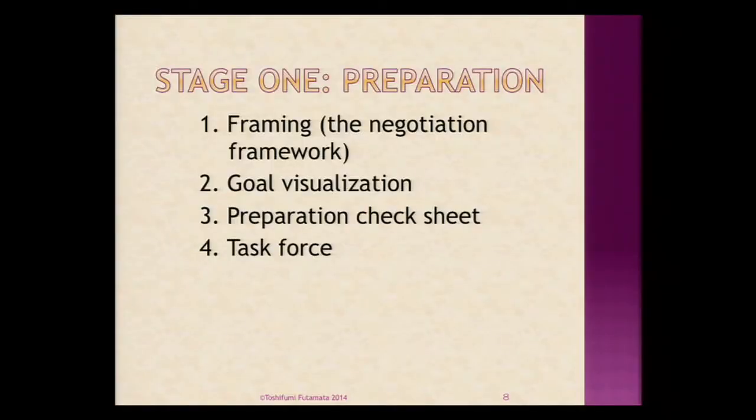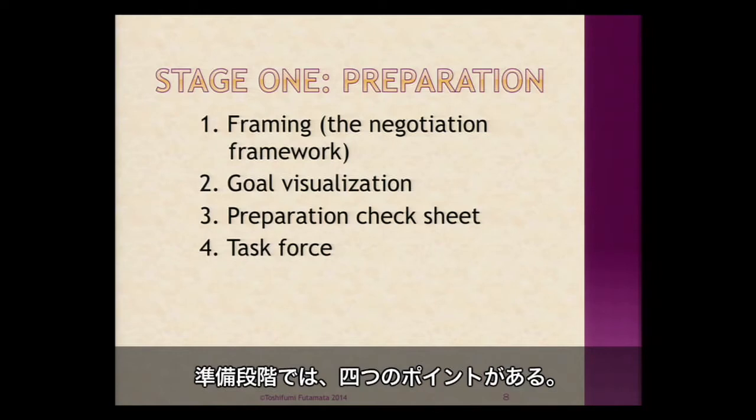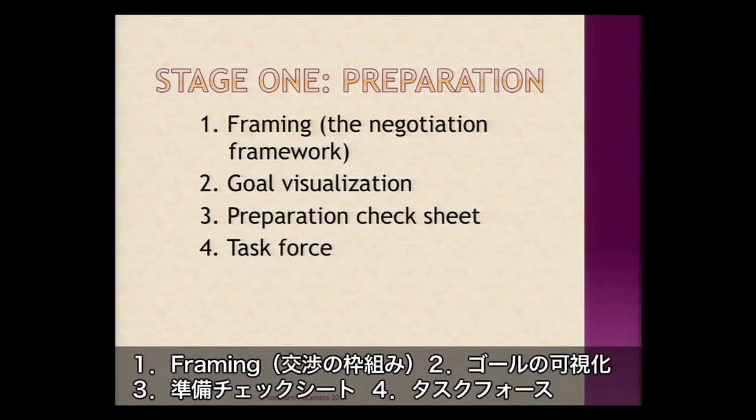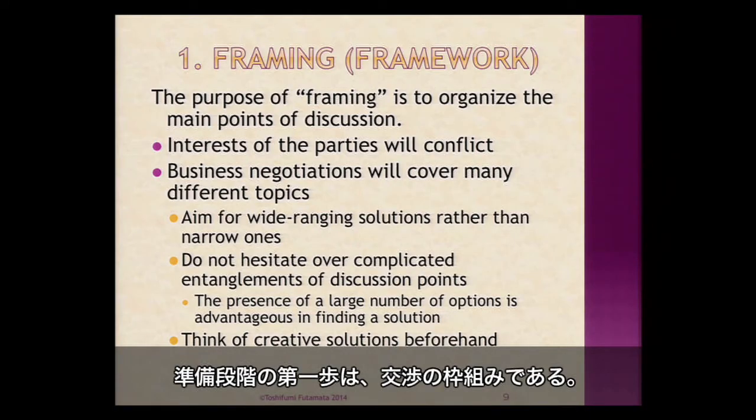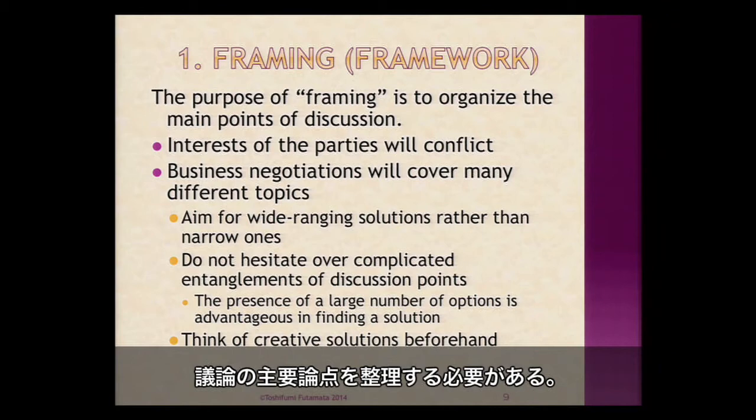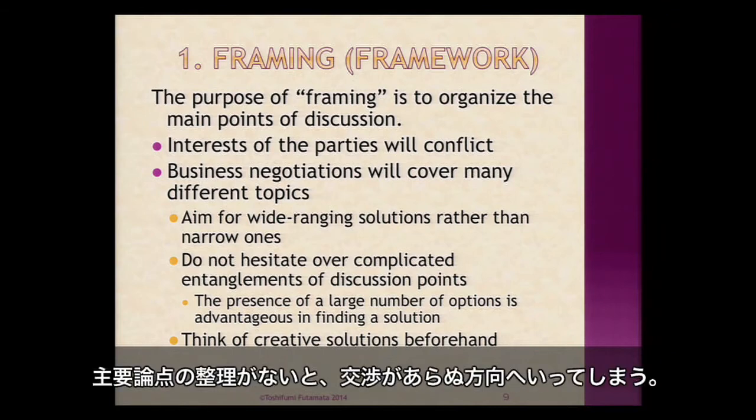Stage 1 preparation. Let's start with stage 1 preparation. There are 4 key pieces of advice in this preparation stage: the framing, goal visualization, preparation check sheet, and task force. Framing. On the preparation stage, the most important point is framing. You have to successfully organize the main points of discussion. Without properly organizing the main points of discussion, the negotiation will go off in completely the wrong direction.